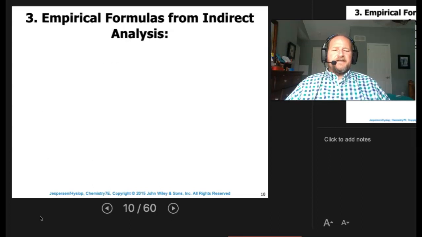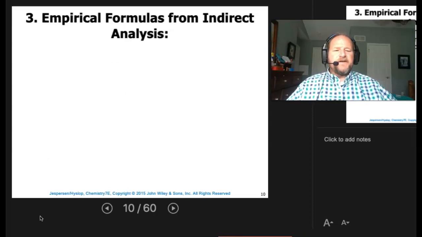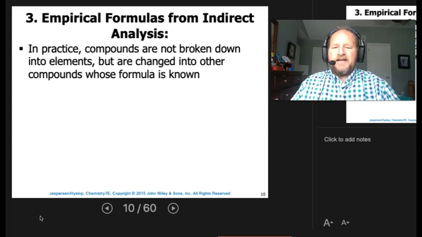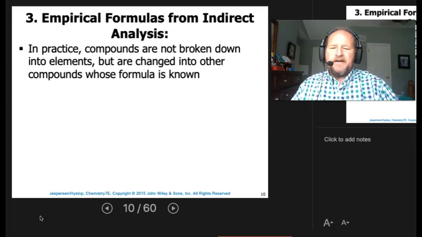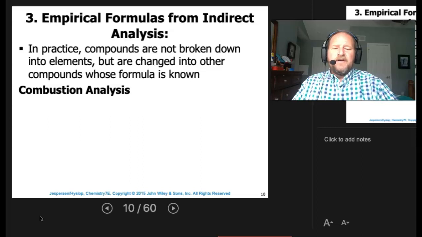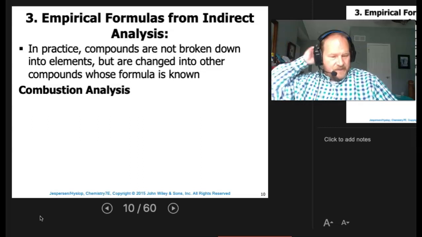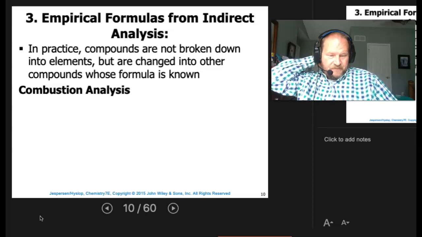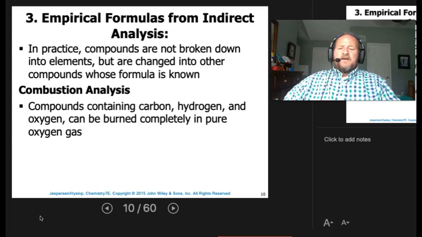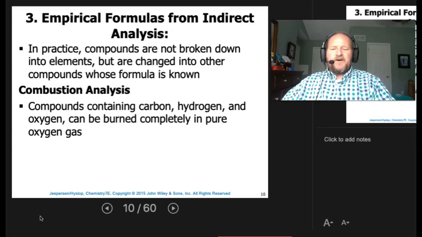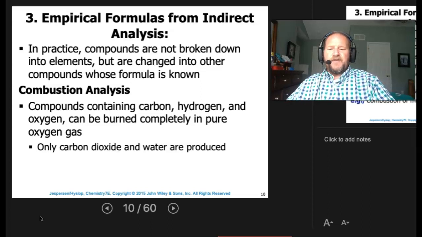Now our last thing is empirical formulas from indirect analysis. So in practice, compounds are not broken down into elements but are changed into other compounds whose formula is known. The most common here is combustion analysis. So we're going to take our organic compound, and we're going to combust it, we're going to burn it. If it contains carbon, hydrogen, and oxygen, it can be burned completely in pure oxygen gas. Your only products will be carbon dioxide and water.